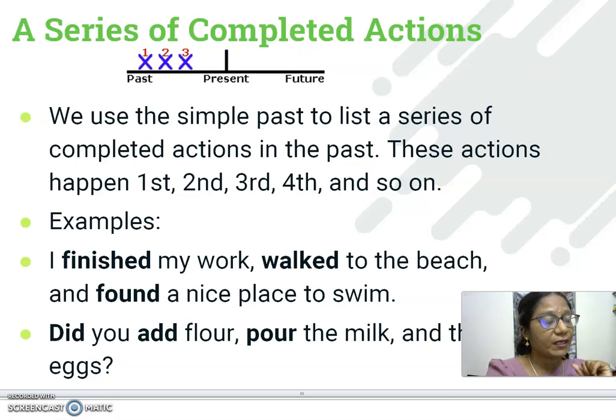For example, I finished my work, walked to the beach, and found a nice place to swim. The next one: did you add flour, pour the milk, and then add the eggs? Here in these two sentences, we find that these actions happen one after another, but we use only simple past tense to denote them.